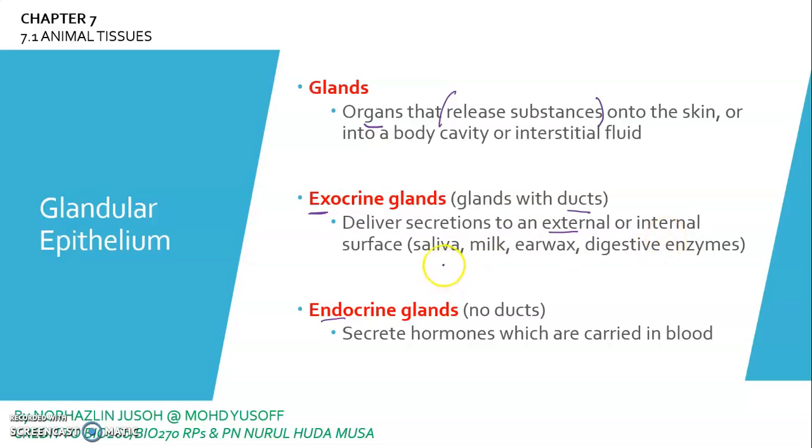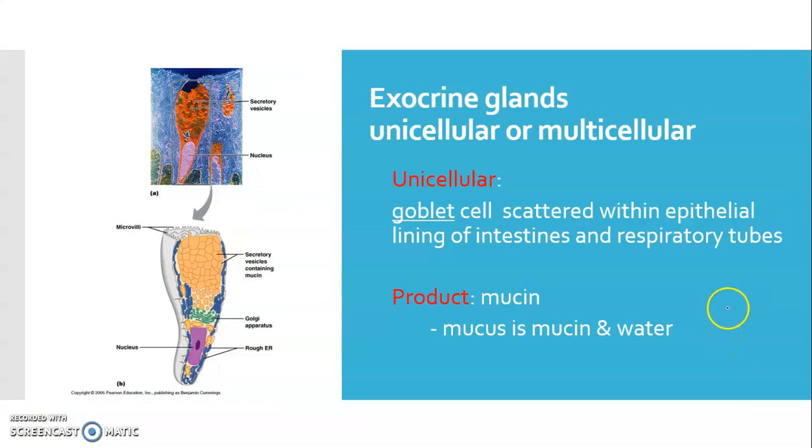Okay, for example, saliva, milk, earwax, and also the digestive enzymes. And then the endocrine is used to secrete hormones, rather than the exocrine, which secretes secretions or any substance. The endocrines only secrete hormones, hormones that are carried into the blood. Okay, because there is no duct, it will be carried by the blood. And then we look at the exocrine first.